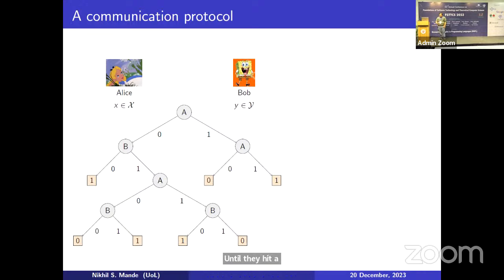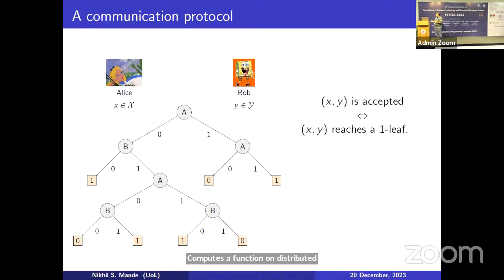So this protocol tree over here computes a function on distributed inputs, which is defined as the function that evaluates to 1 if and only if (x, y) reaches a 1 leaf in this protocol that they executed. Let's assume that the messages are 1 bit, because if you assume strings, then you could still model that here, because I'm allowing for alternate Alice nodes as well.